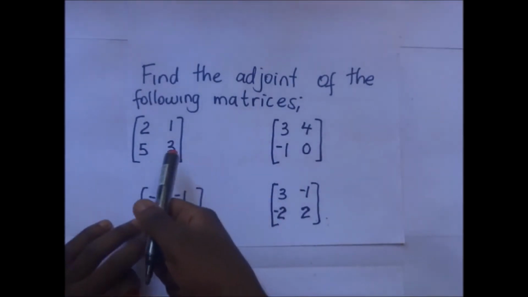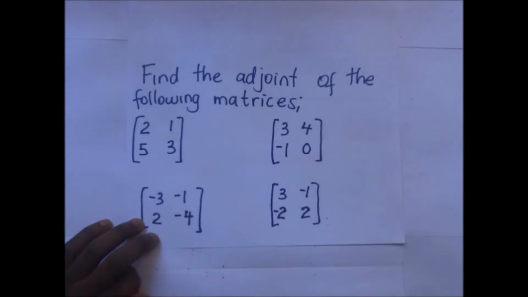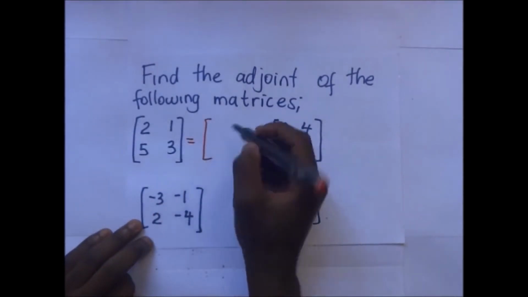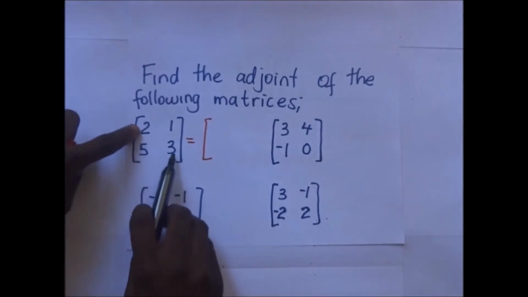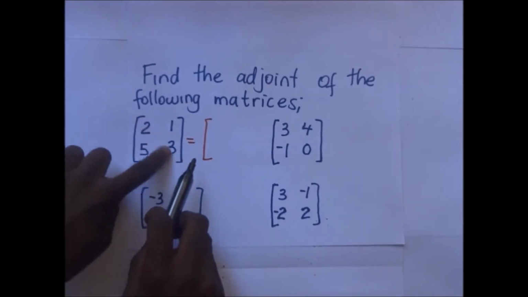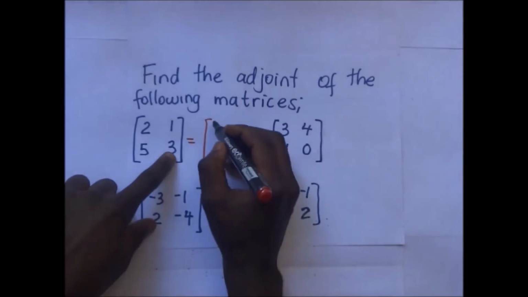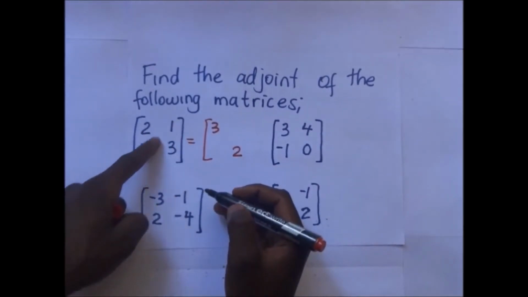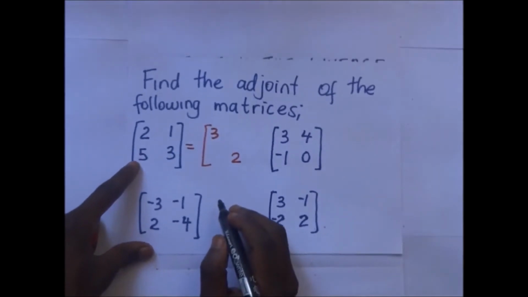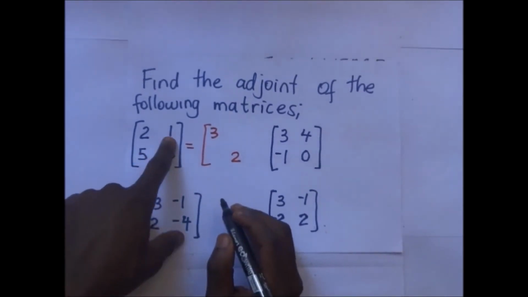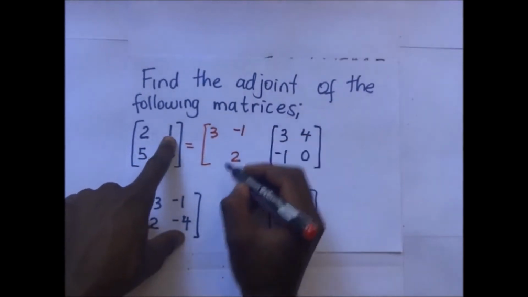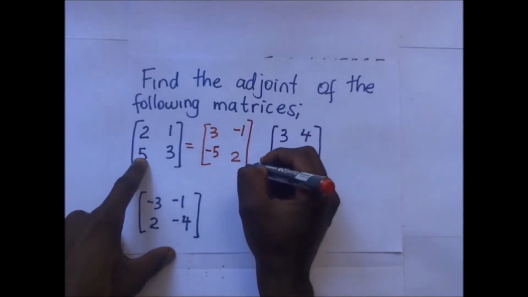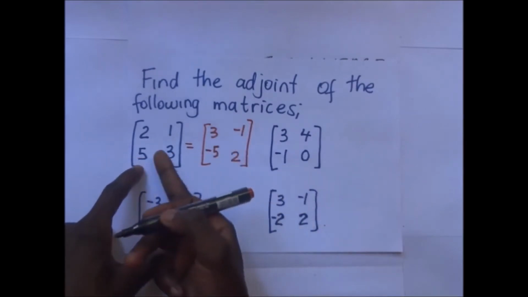Find the adjoint of the following matrices. We have this, so the adjoint of this is going to simply become, we interchange these two numbers in the leading diagonal, so the 3 will come here and the 2 will get here. Then in the minor diagonal, we multiply them by -1. So -1 times 1 will give us -1, and when you multiply this by -1 gives us -5. So this is the adjoint of that matrix.